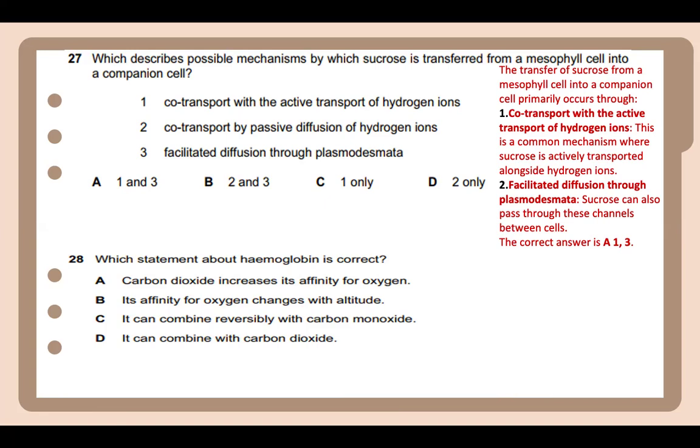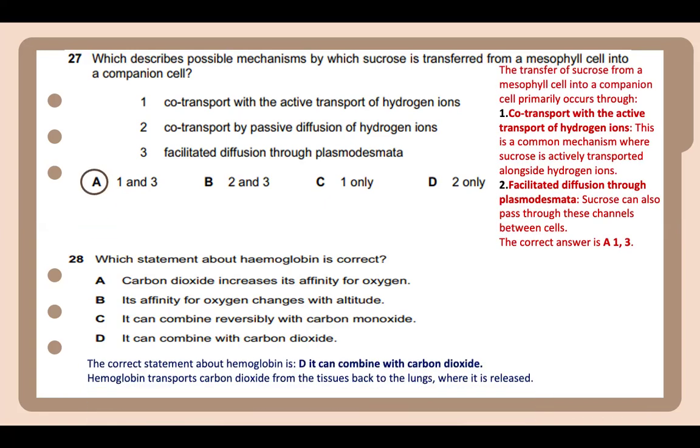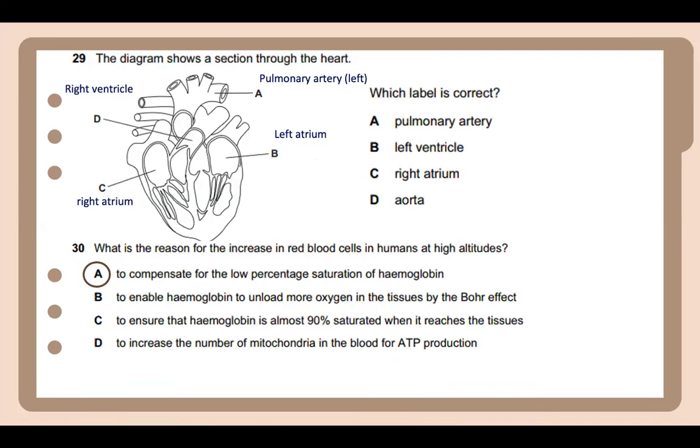Which statement about hemoglobin is correct? The correct statement about hemoglobin is it can combine with carbon dioxide. Hemoglobin transports carbon dioxide from the tissue back to the lungs where it is released. The diagram shows a section through the heart. Which label is correct? The correct is right atrium.